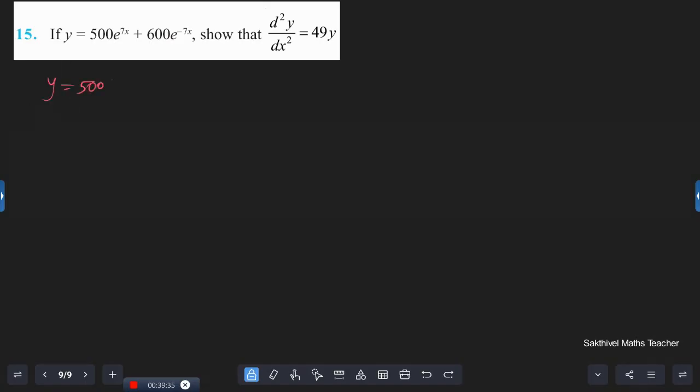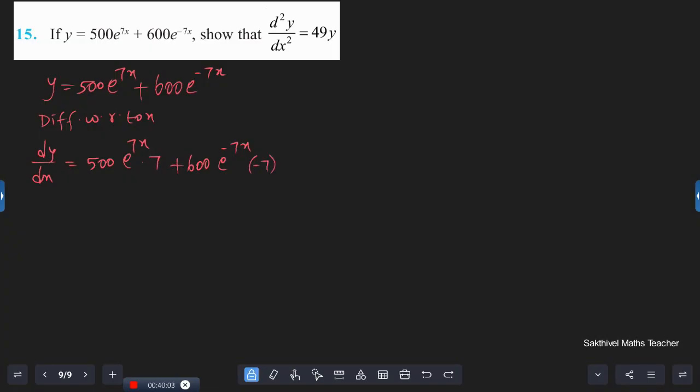Now y equals 500 e power 7x plus 600 e power minus 7x. When you differentiate with respect to x, what am I getting? dy divided by dx: 500, let e power 7x be, when I differentiate e power 7x, into 7. 600, let e power minus 7x be, when I differentiate e power minus 7x, into minus 7. That 7 you can take outside. What I am getting is 7 times 500 e power 7x minus 600 e power minus 7x. Okay, this is dy divided by dx.